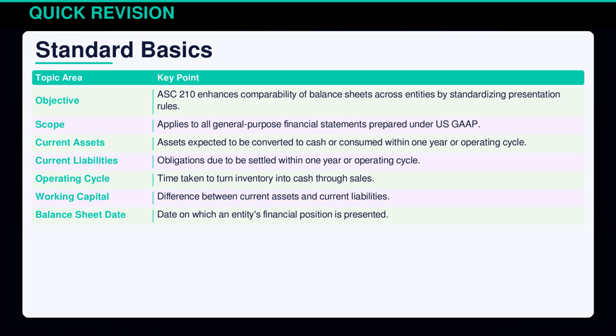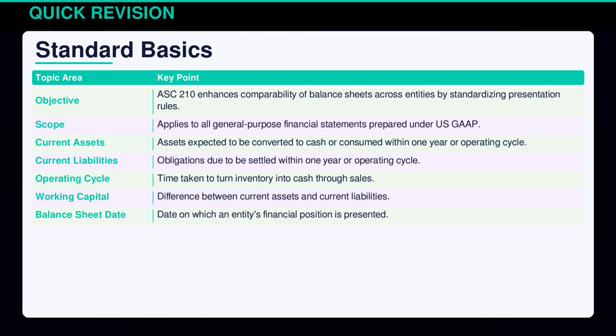ASC 210 sets the framework for balance sheet presentation, aiming for consistency and clarity. It defines key terms like current assets, current liabilities, and working capital, focusing on the operating cycle. Understanding these definitions helps in analyzing an entity's liquidity position effectively. The standard is crucial for preparing comparable financial statements across different entities, providing a clear snapshot of financial health at the balance sheet date.